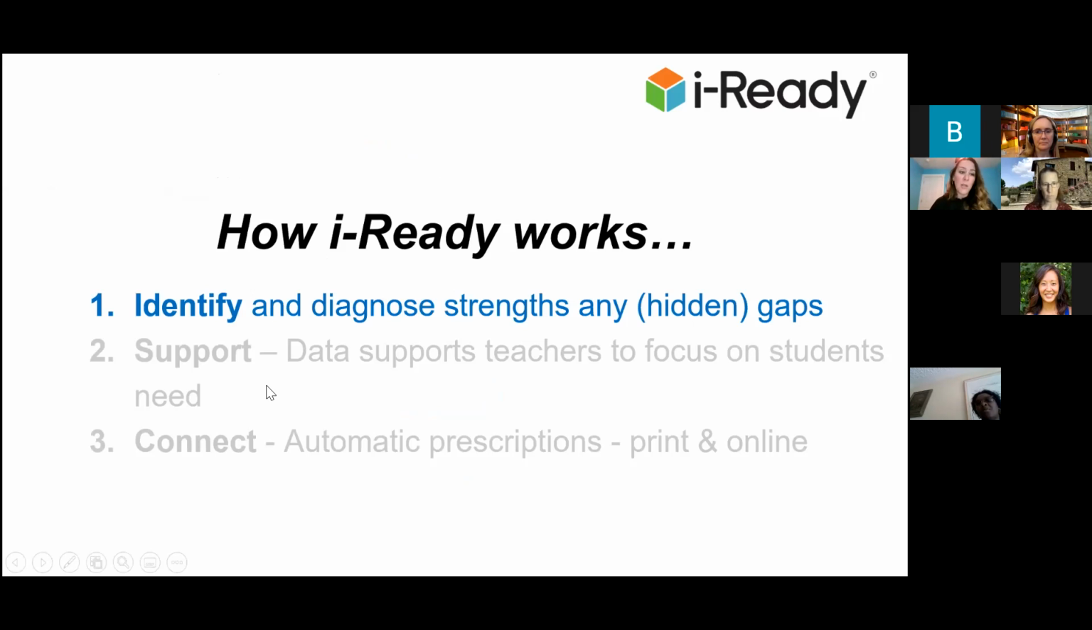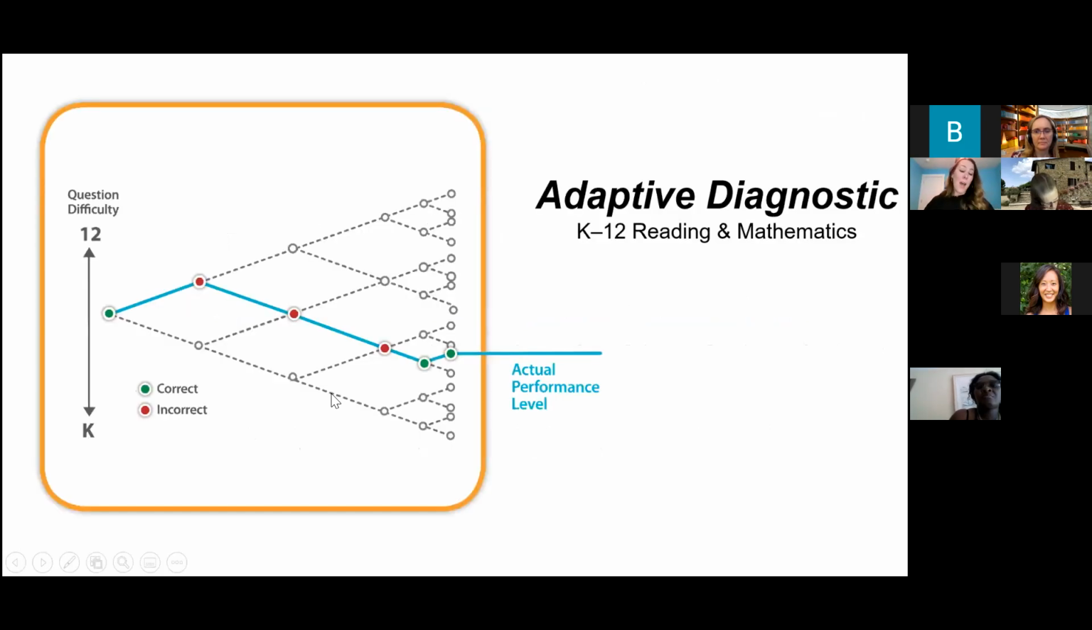So we're going to start with how iReady identifies and diagnoses strengths and any hidden gaps that students might have this year. I know this is the number one question that parents and educators want to know: where are my students at? Do they have any unfinished learning? And how can I help them?